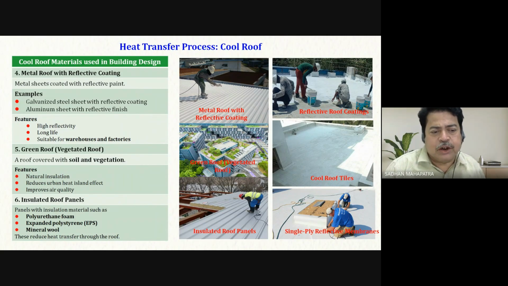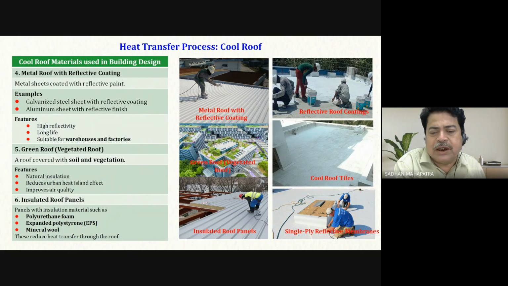Green roof, vegetated roof: a roof covered with soil and vegetation, like in this building. On the roof, there are lots of plants and grass, and that also reduces the heat entering the building. Insulated roof panels, these are now widely used: a galvanized steel sheet with insulation like polyethylene foam or expanded polystyrene or mineral wool. So this insulation reduces the heat gain inside the buildings. Like in our Assam type building, we have a galvanized steel sheet.